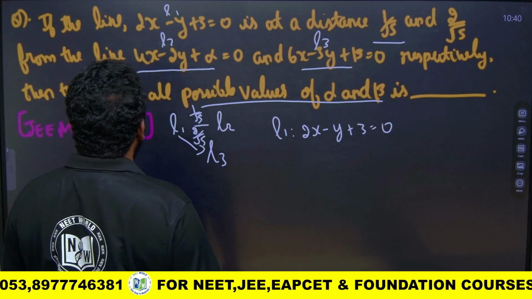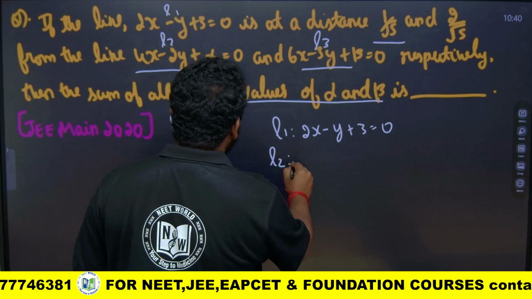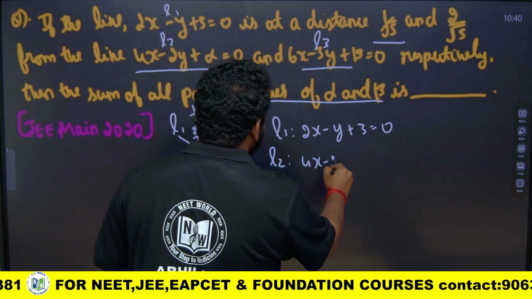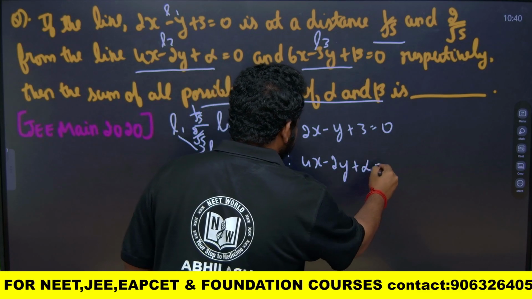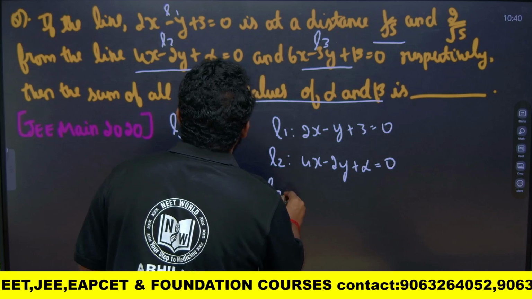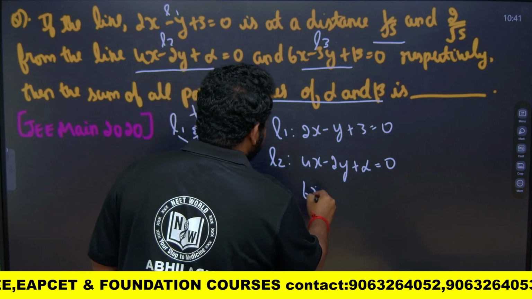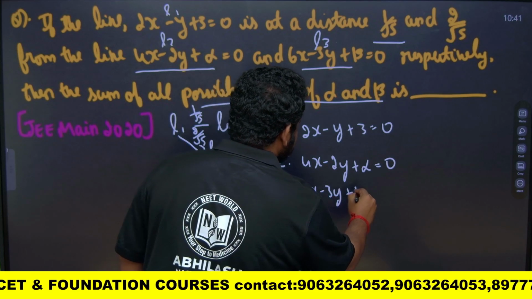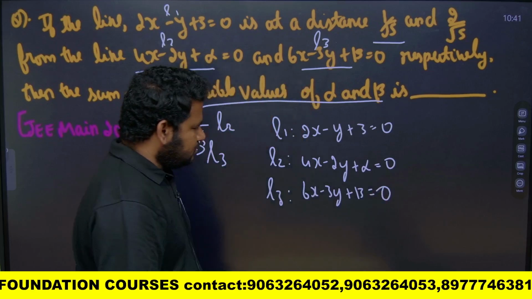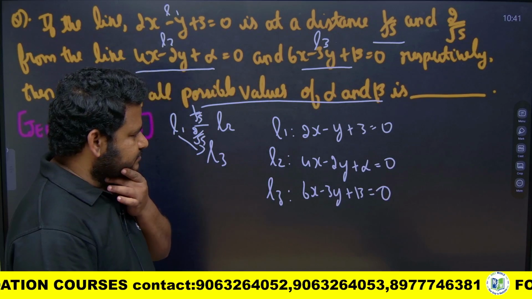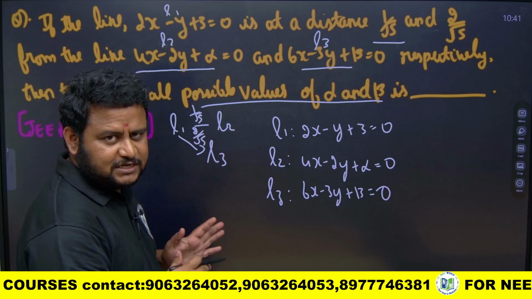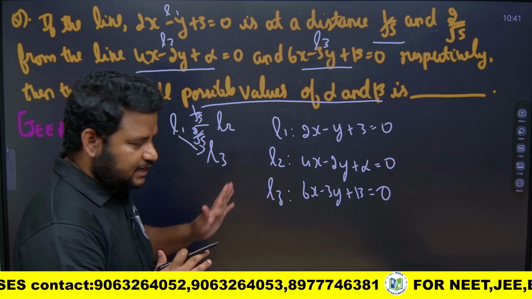L2 is given as 4x minus 2y plus alpha is equal to 0. L3 is given as 6x minus 3y plus beta is equal to 0. So they have given three lines. Please observe carefully. Please focus. Kindly focus on this.